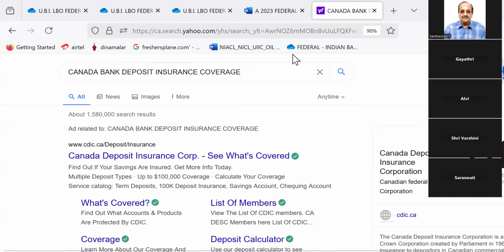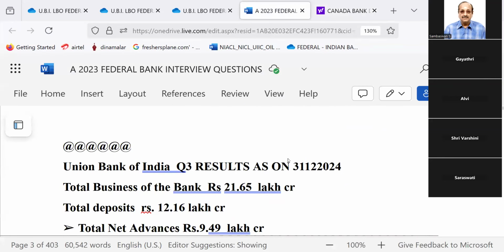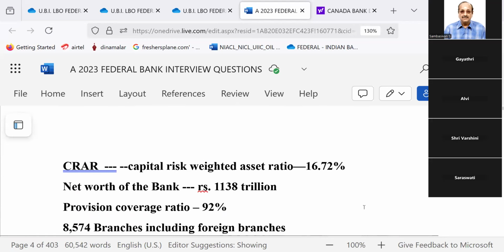But our bank has got how much? 15 point something. In the case of our UBI, what is the UBI CRAR, please, Gayatri? Sir, it's 16.97%. Correct, 16.72. Sir, I saw it on the internet and wrote it. No, I have given it. You see, about that point. Okay, sir. 16.72 percentage. This is what it is.